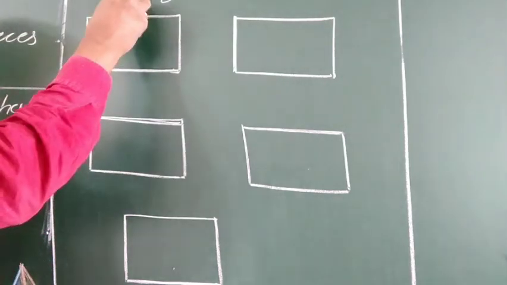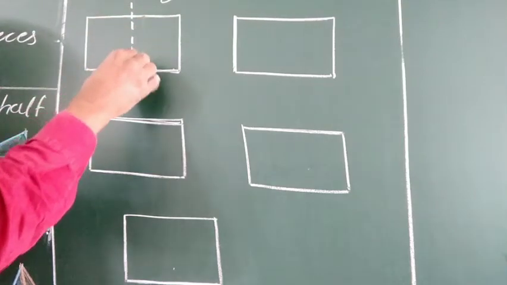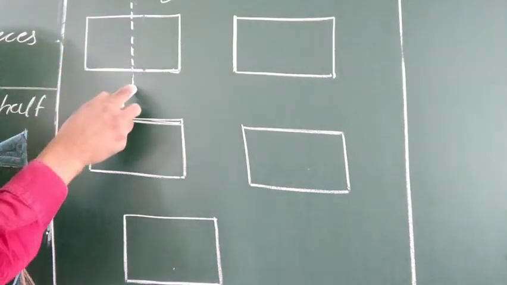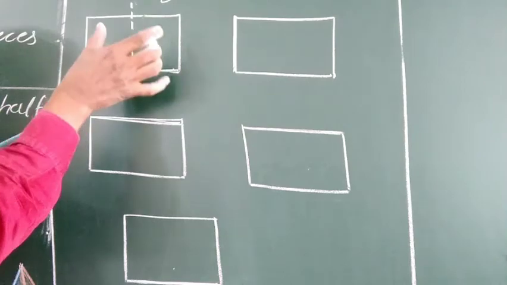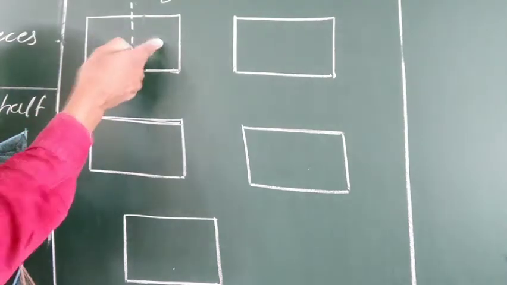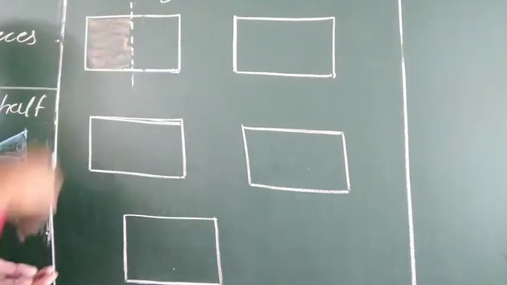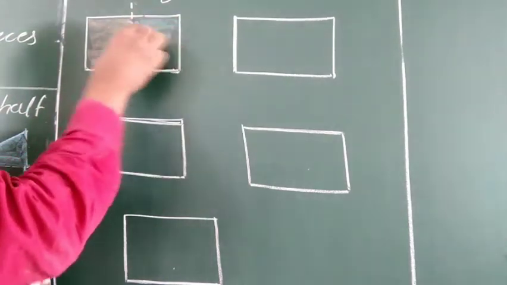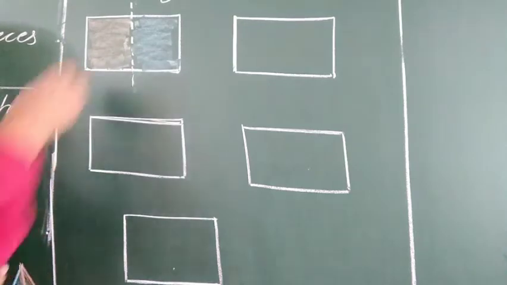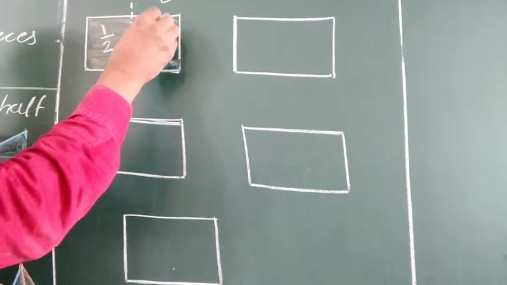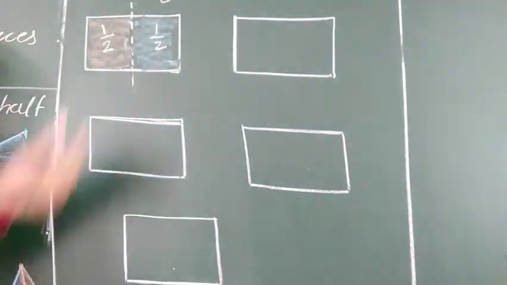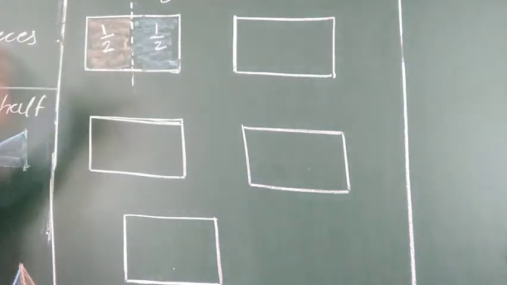So all of you know, see, this is one way to cut into half. So when you make this type of line, this rectangular shape is divided into 2 parts. This is one part, this is another part. So this one part is one half and this other part is another half. This one piece is one half and this one piece is another half, and these two halves make one whole. So this is one way.